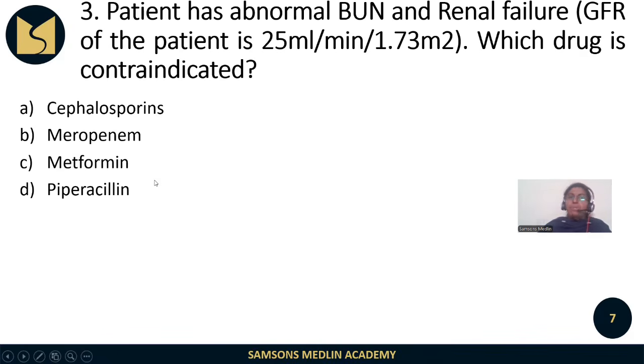Patient has abnormal BUN value and renal failure. The GFR rate is given, that is 25 ml per minute per 1.73 meter square. Which drug is contraindicated? Options: cephalosporins, meropenem, metformin, piperacillin. Correct answer is option C, metformin.